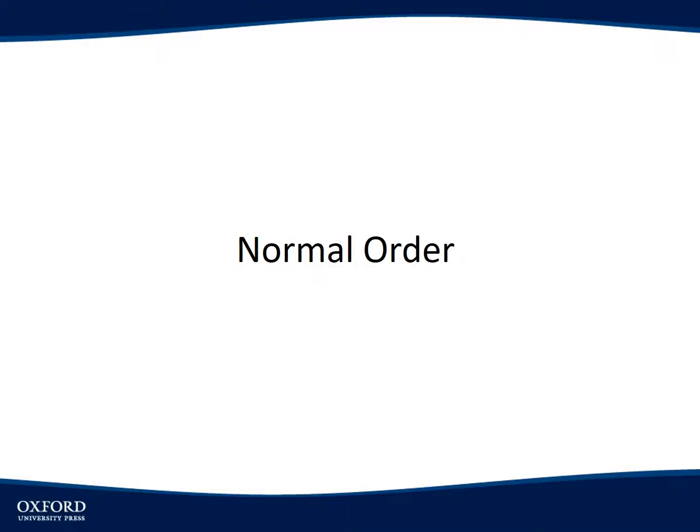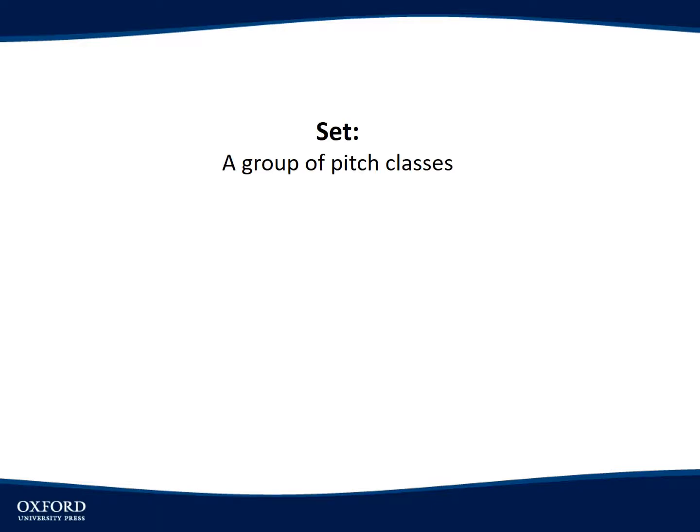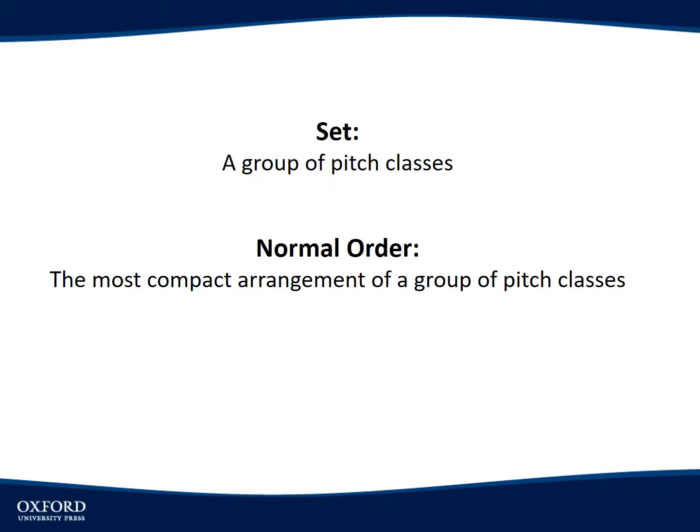This video shows how to find the normal order using two different methods. This chapter of the book is called set theory, but so far we haven't dealt with any sets. In mathematics, a set is a group of objects, and in music it means a group of pitch classes. The most compact arrangement of a set, or group of pitch classes, is called the normal order.